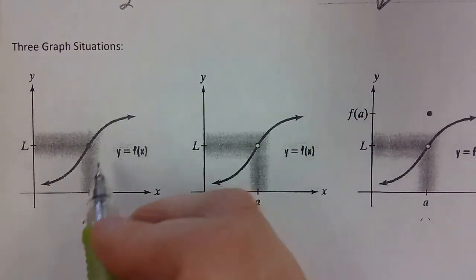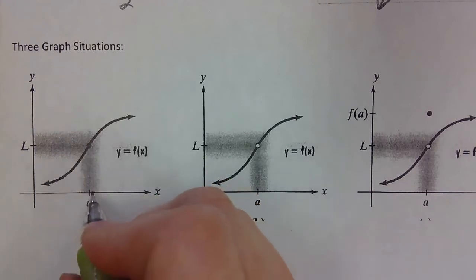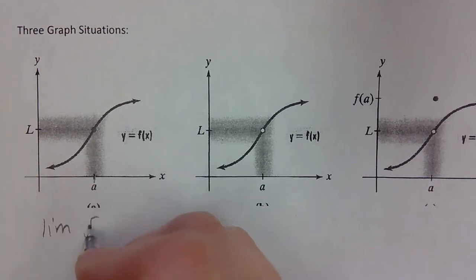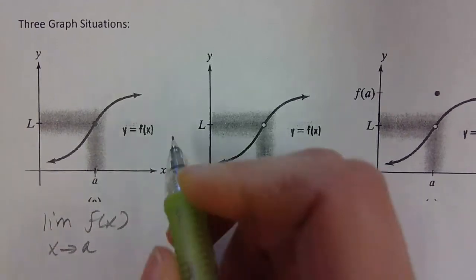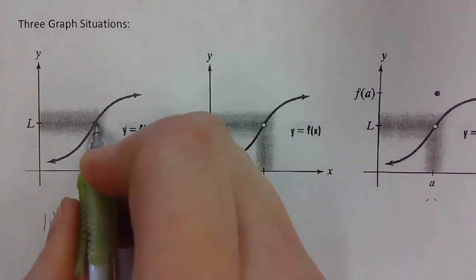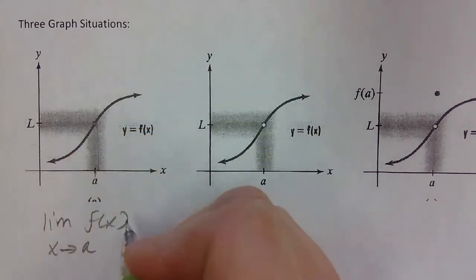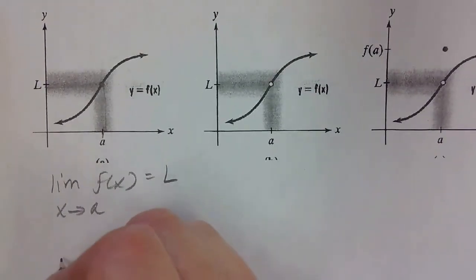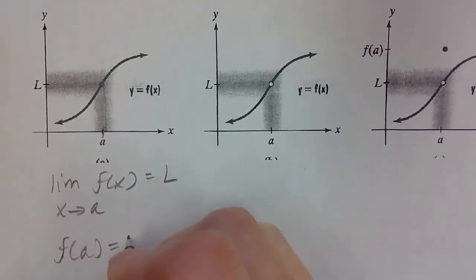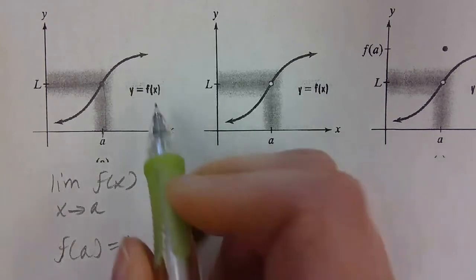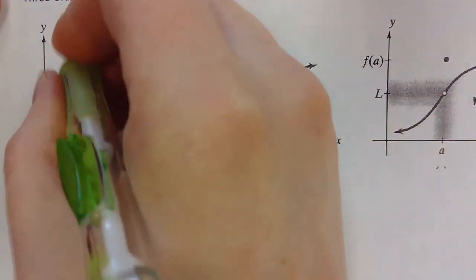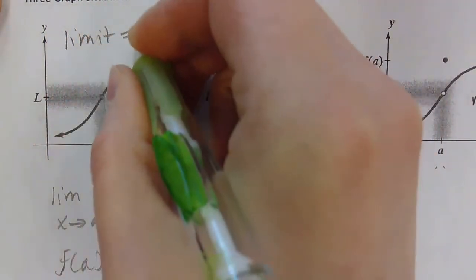The first one, you can see I am trying to find, here's a right here. So we're talking about our limit of our function as x approaches a. So as x approaches a, my y value is L. And if I had to find f of a, that would also equal L, right? Because this is a solid filled in circle. So what we have here is that the limit is the same as the value.